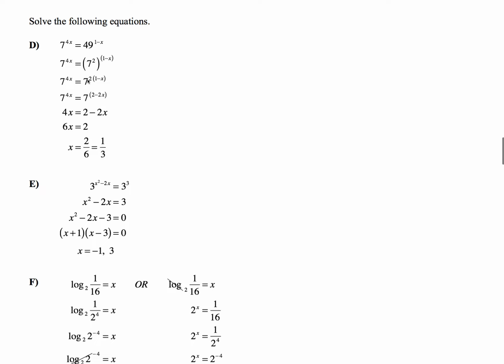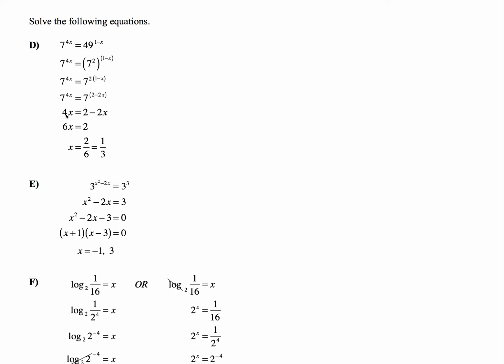And then I pull the 2 outside the parentheses, and I multiply the 2 times the 1 minus x. So now my new exponent is 2 minus 2x, because 2 times 1 is 2, 2 times negative x is negative 2x. Then I use the uniqueness property of exponents, which says that if we have the same base with different exponents on either side of an equal sign, then those exponents have to be equal. So that means 4x is equal to 2 minus 2x.